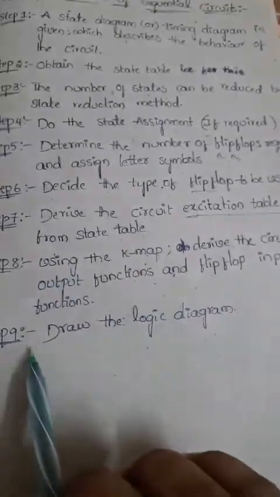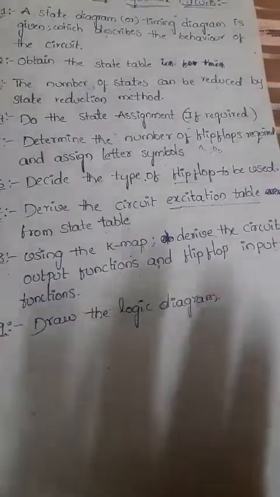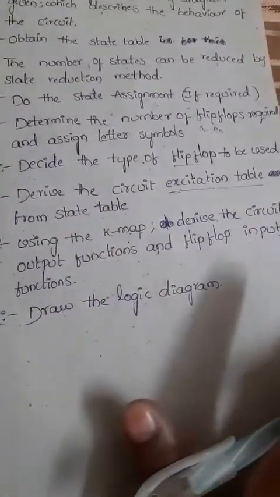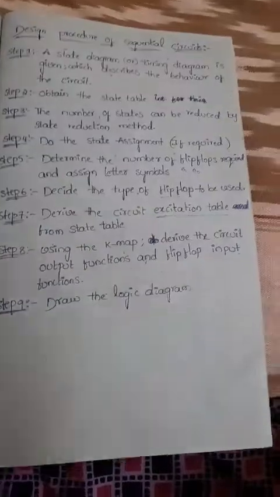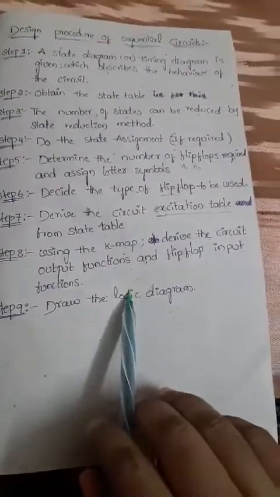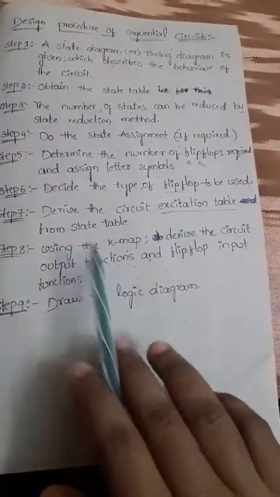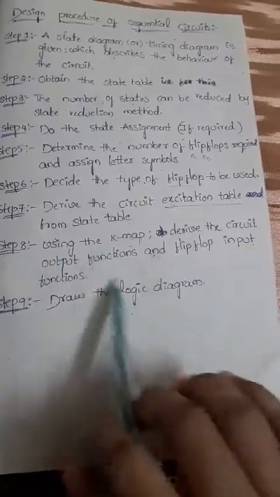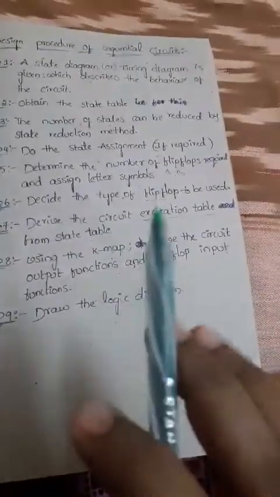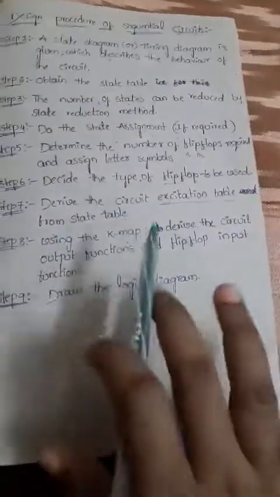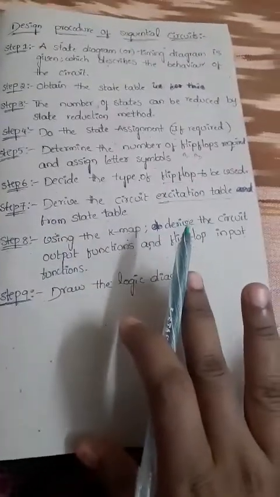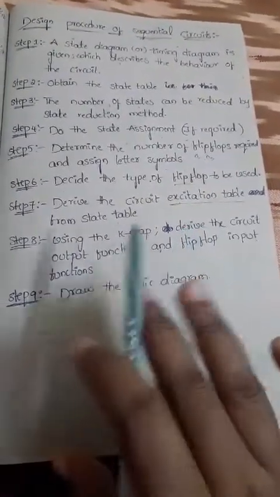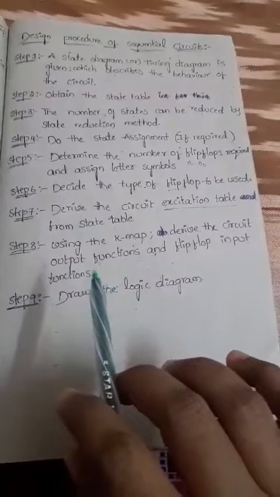Now step 9 is to derive or draw the logic diagram. Finally, with the help of all these functions, we have to find the sequential circuit diagram. In step 8 we get the Boolean equations, and with the help of those Boolean equations we draw the logic diagram. So this is the procedure behind the design of sequential circuits.